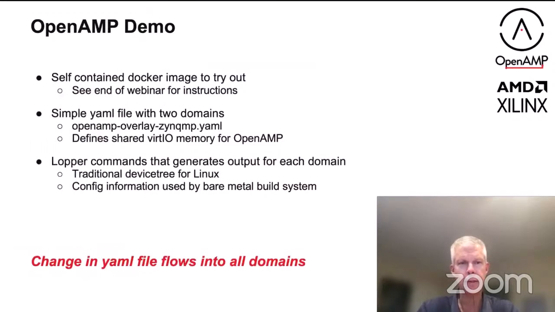This demo is in a self-contained Docker image, so you can try it out yourself. At the end of the webinar, you'll see how you can download it and use it. The Lopper commands that Bruce will be showing can look a little bit complex, and Bruce will go through why we're including different types of assists and lops, and how that then can configure the system for you. The key takeaway here is that you change one YAML file, and that flows through your whole system, through all your different domains. All right, here's the first demo.